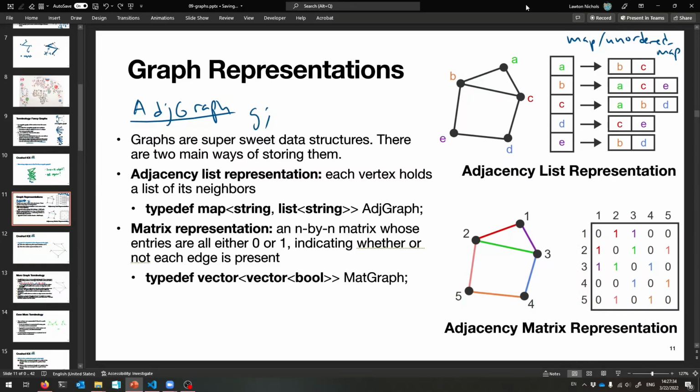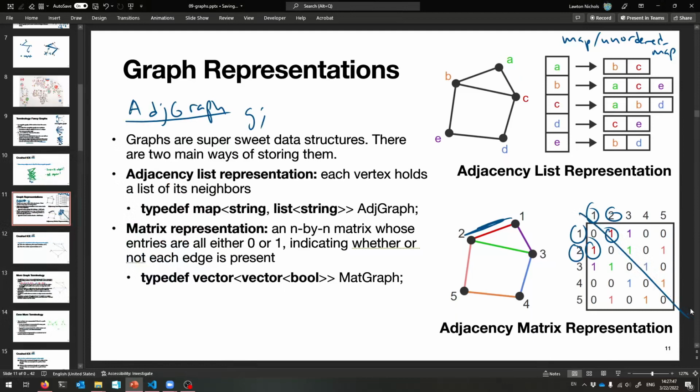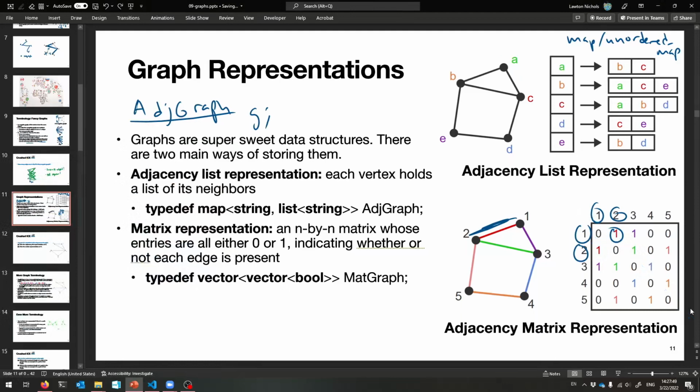So, for example, this edge between 1 and 2, we got to put a 1 there. And then same for 2 and 1, you also got to put that same 1 there. This reflects across that axis. You have to put 2 entries for every edge, just like you had to put 2 entries for every edge here as well. Hopefully that makes sense. So yeah, that is adjacency list and adjacency matrix representations.